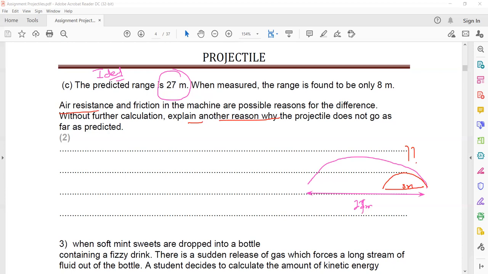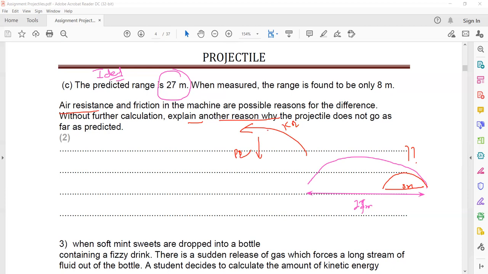Why does it not go out to the same range which is predicted according to 27? So what could be a reason? Maybe not all of the potential energy, because what happens when we add a coin to the machine is that it launches a sling. So the potential energy is changing into kinetic energy.